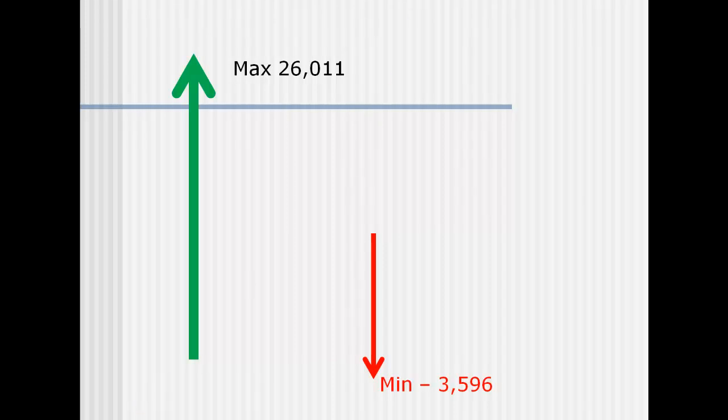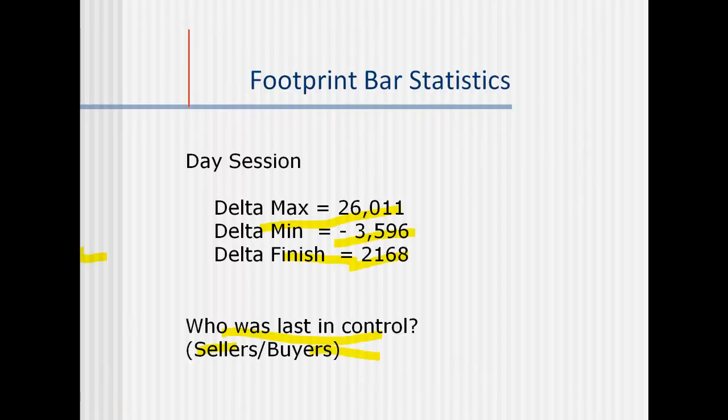We had a max delta of 26011. So at our peak during the entire day session, that is the highest delta that we arrived at, when the buyers were having their way completely and pushing everybody out of the way. That is the max level that we arrived at. Now, the min level, let me go back here, I flipped a little too quickly.